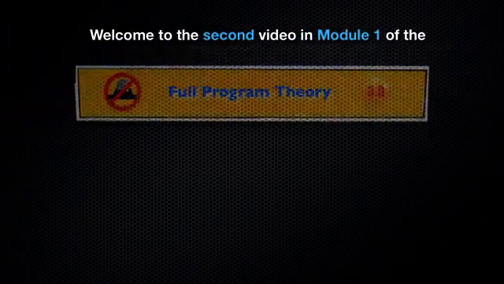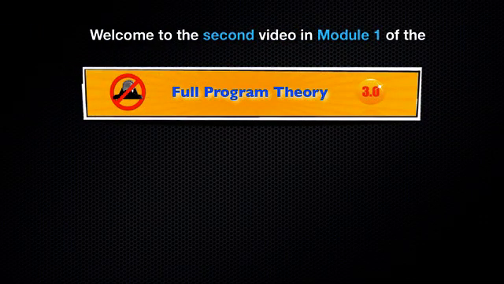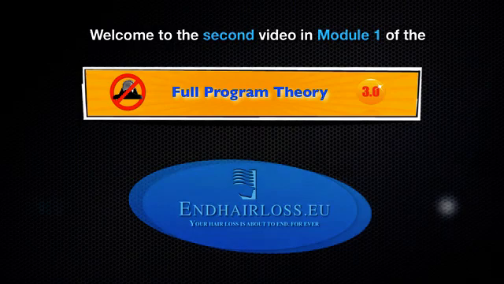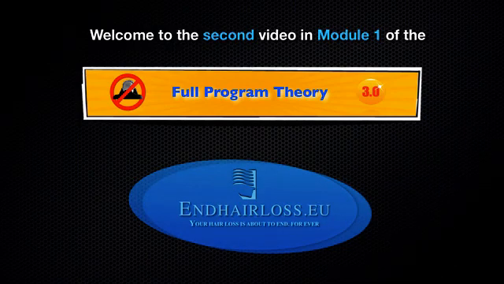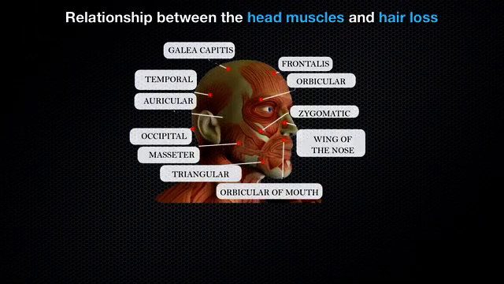Welcome to the second video in Module 1 of the full program theory at endhairloss.eu. In this video, we will talk about the importance of the muscles within the head and the face, and the role they have in the use of the techniques to stop hair loss with the full program.